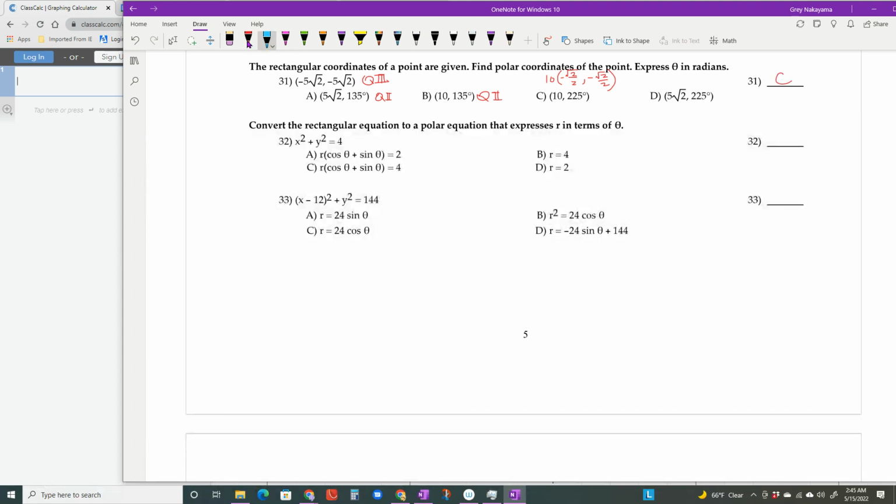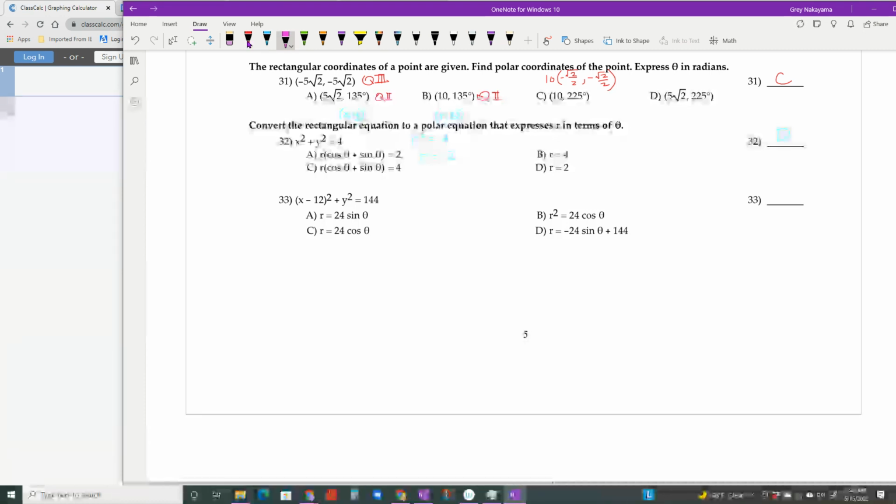All right, converting from rectangular to polar. Polar means I need only r and/or theta. Rectangular means I'm going to have x and y in it. So if you remember what I just talked about in the last couple of problems, x squared plus y squared equals r squared. So r squared equals 4 and r equals 2. So the answer is going to be D.